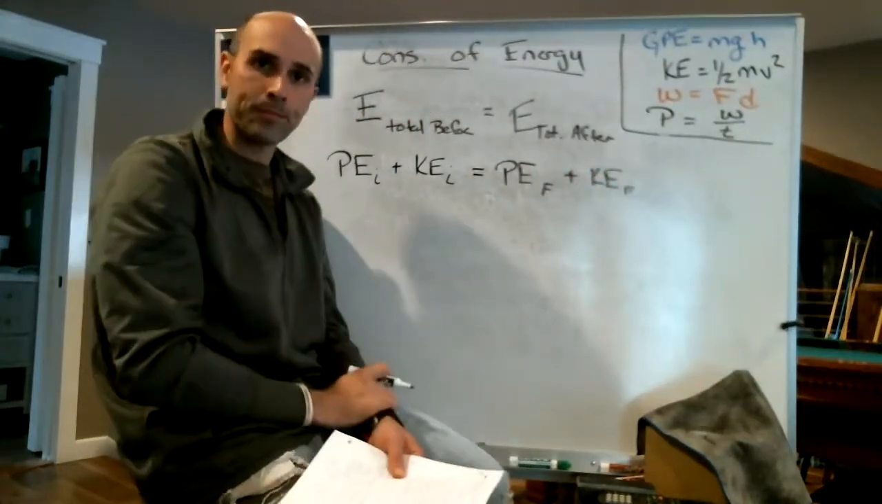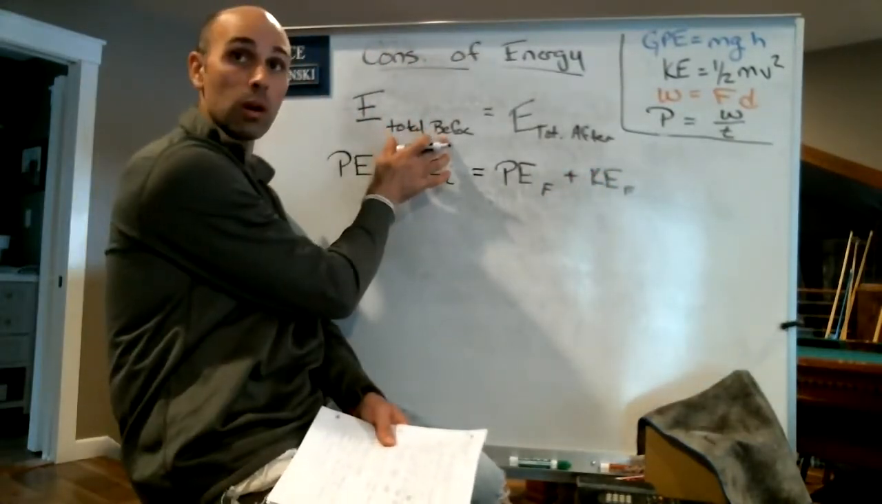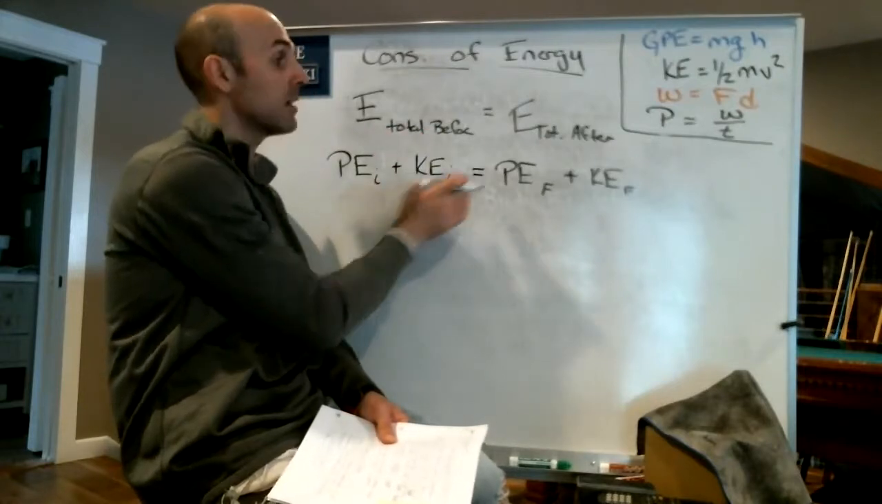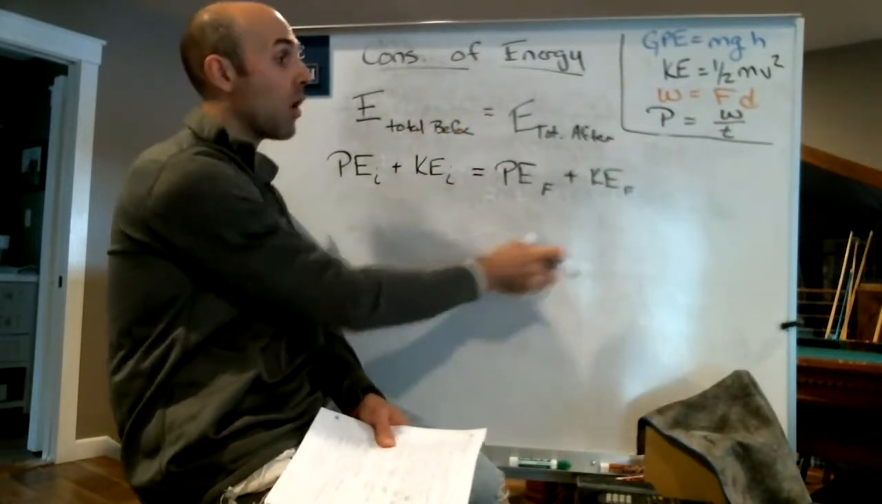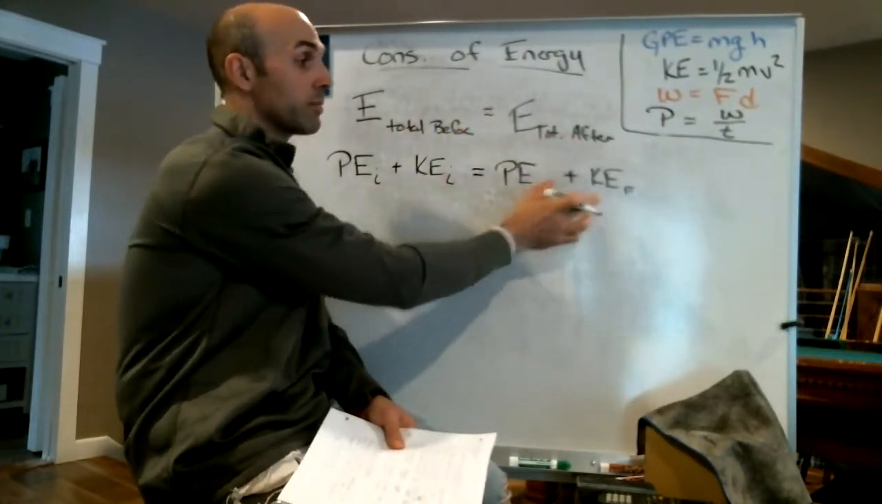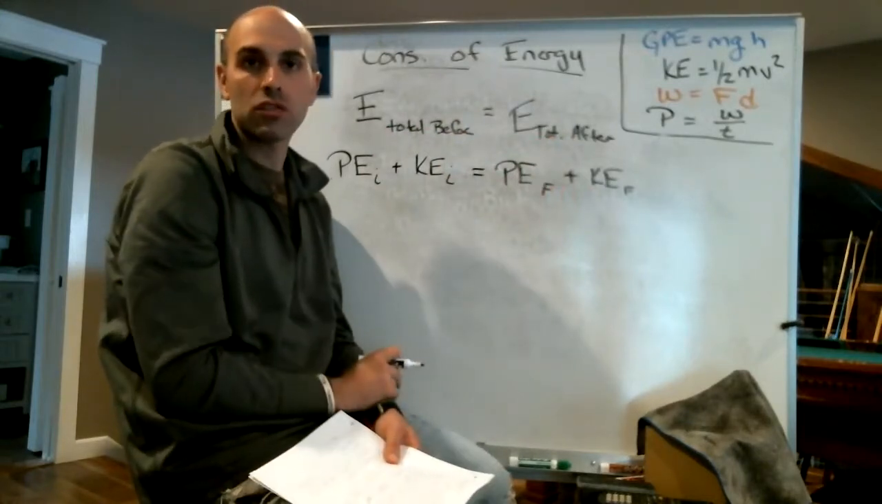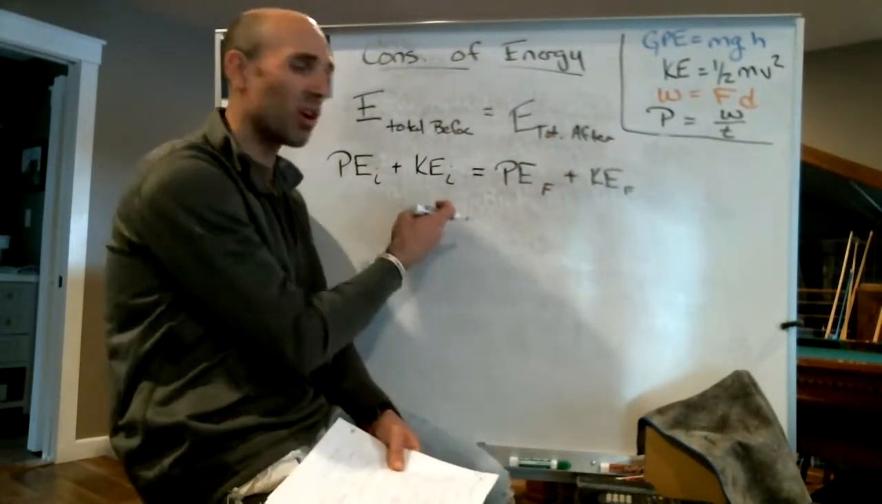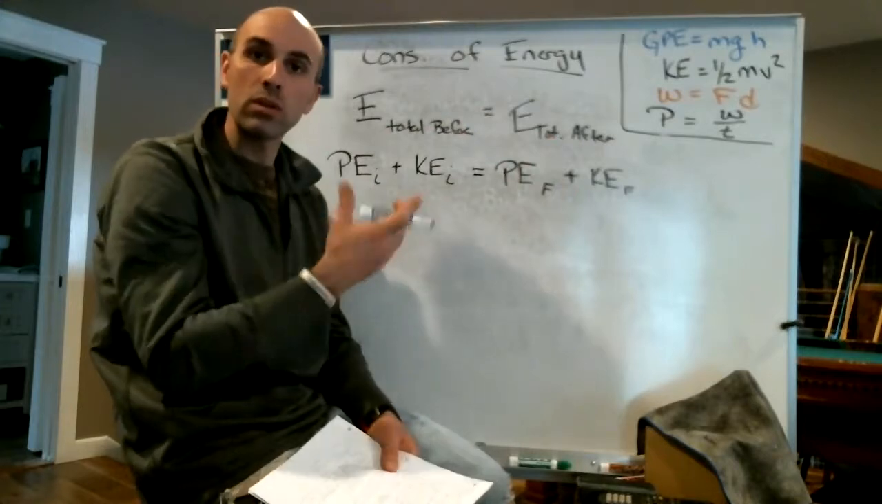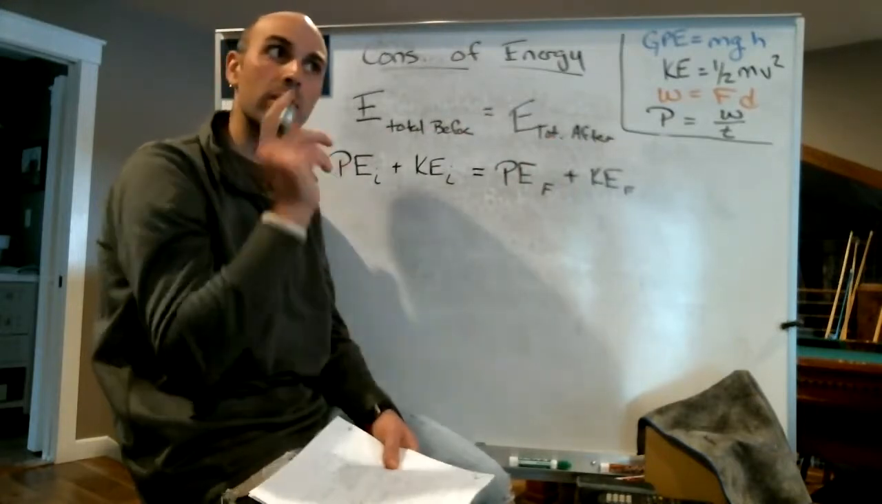Now, does that make sense to you? All your energy before, which is PE and KE, must equal all of the energy after, which is your PE and KE after. Remember, you're not gaining or losing, it's just changing form. And you actually already kind of did this a little bit when you looked at the roller coaster equation from the previous worksheet.